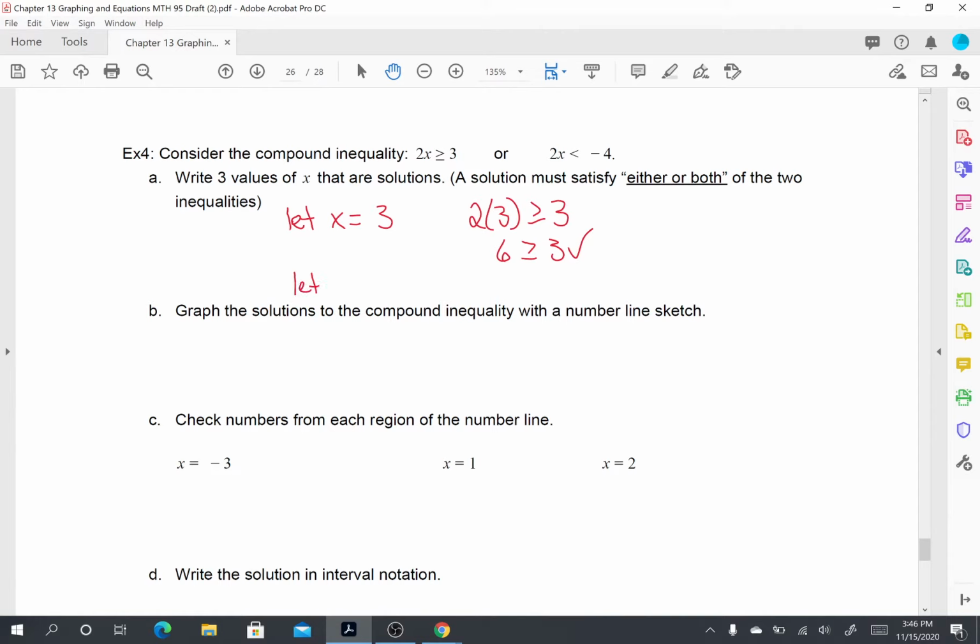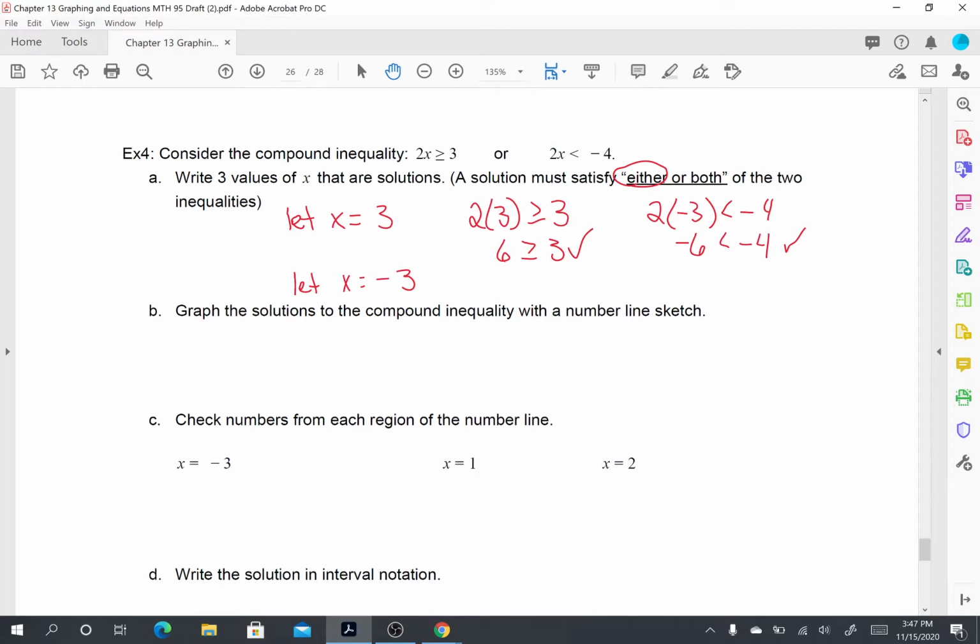Let x equal negative 3. All right. So if x equals negative 3, we would have 2 times negative 3 is less than negative 4. Negative 6 is less than negative 4. That one works. And again, that one wouldn't have worked in the first, but it is working in the second, and that's okay. Either one is fine. You got to choose one more.